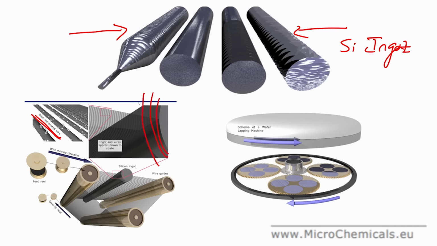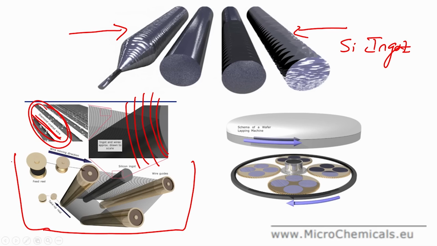So, how is the slicing done? Slicing is done using diamond coated wires, and you can see this whole process here. This I have taken from microchemicals.eu, just as an example to show you how this is done. Thanks to these guys for helping us understand. Diamond coated wires are used to cut the silicon wafers.